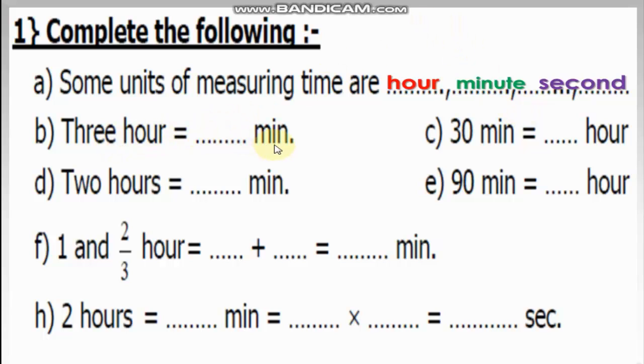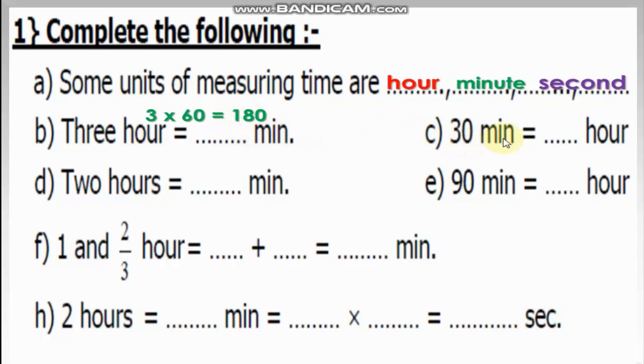Letter B. 3 hours equals how many minutes? Convert from the greatest to the smallest. We will multiply. From hour to minute, we multiply by 60. So 3 times 60. 3 times 0 equals 0, and 3 times 6 equals 18. The result here will be 180 minutes.